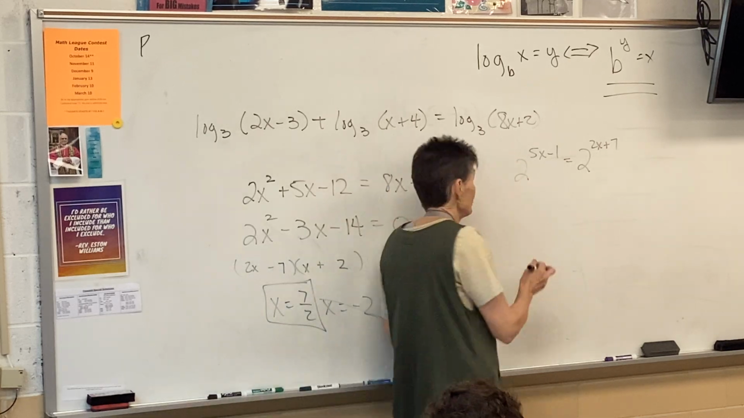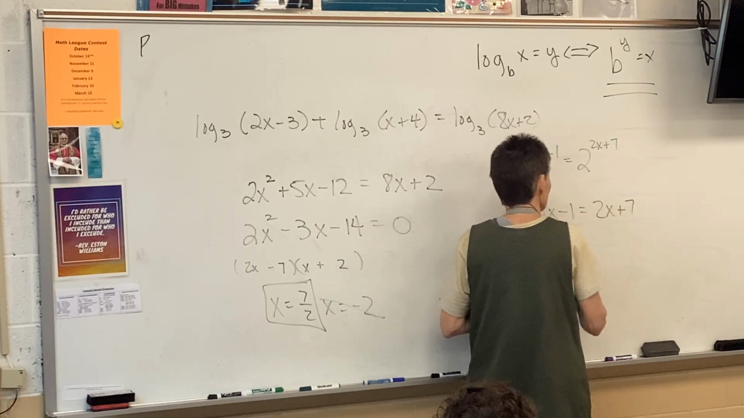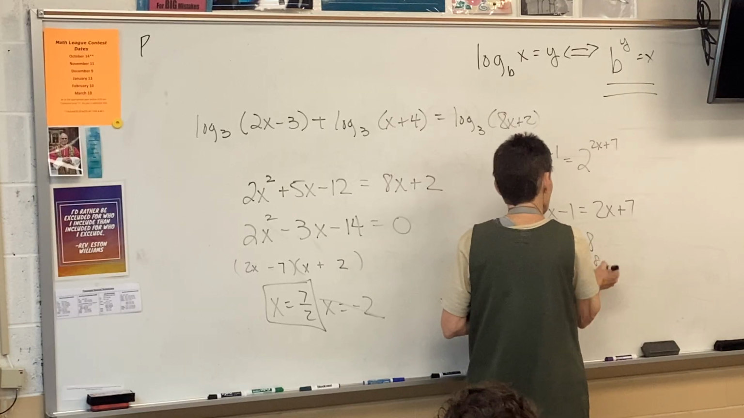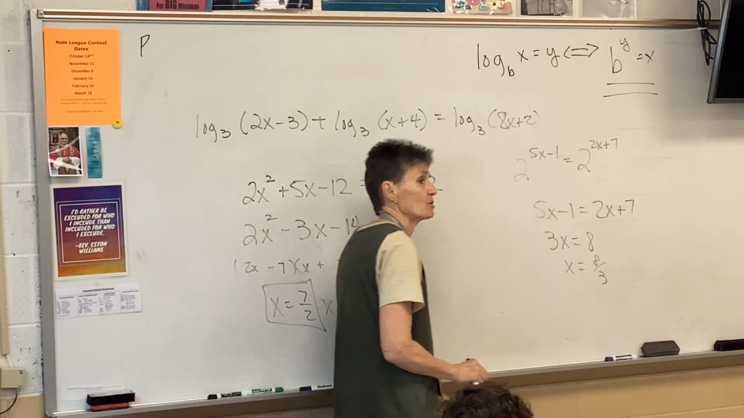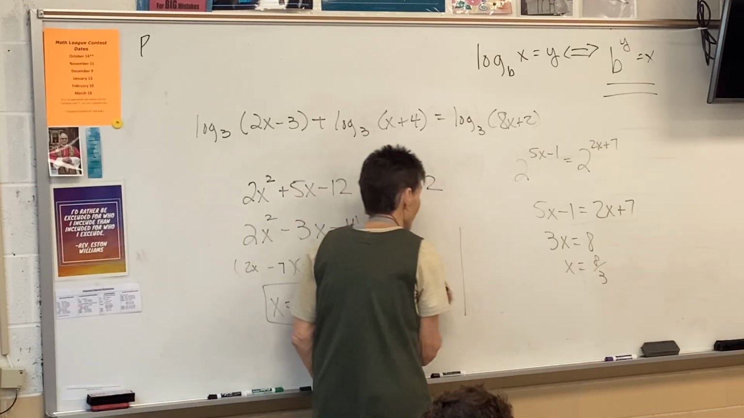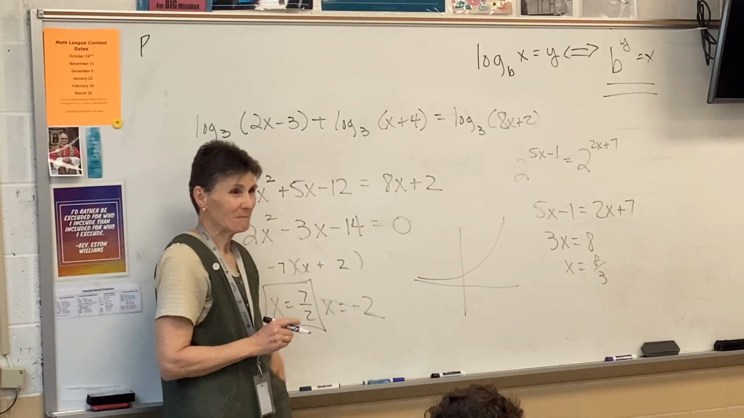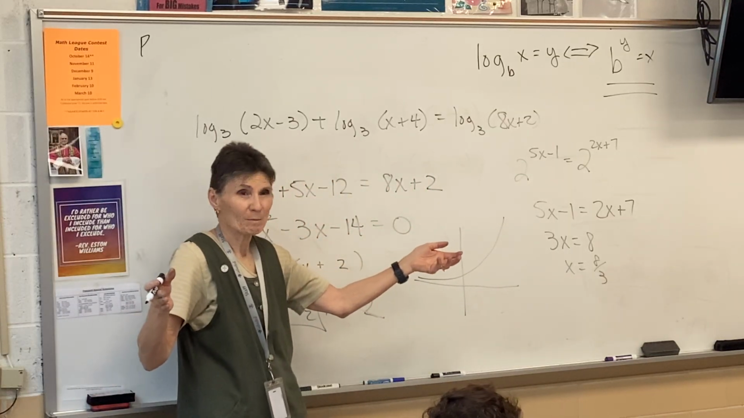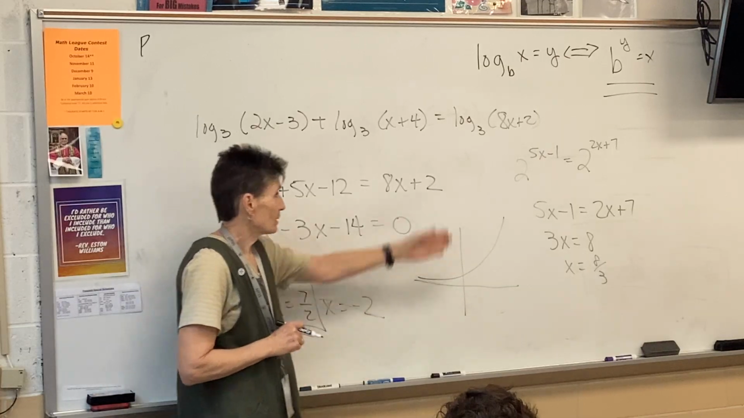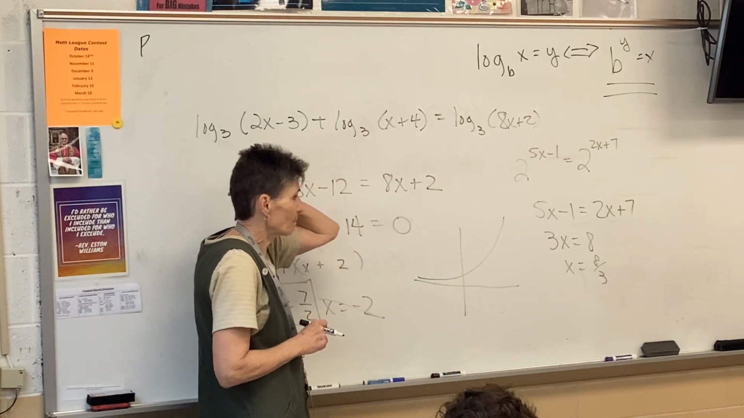Yeah, we just drop the 2's. So clearly 5x minus 1 has to equal 2x plus 7. So 3x equals 8 and x equals 8/3. You do not need to worry about extraneous roots with exponentials, because if you remember what the exponential looks like, what is its domain? Real numbers, right? So there's no extraneous stuff with exponentials. You only have to worry about extraneous solutions with your logarithms.